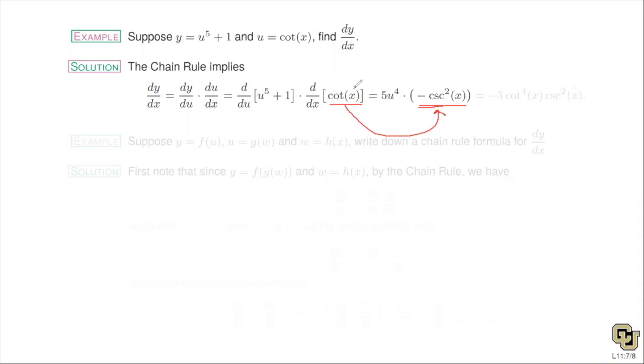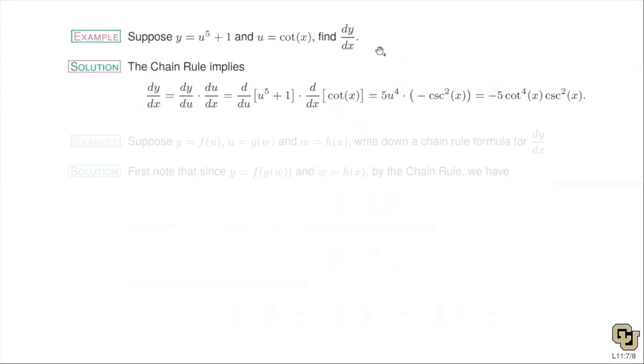So as far as the derivative is concerned, we're done. The only final step here is, because we were asked to find dy/dx, and this notation implies x is the independent variable, I want an answer that's totally in terms of x. So this variable u here, I'm going to replace it with cotangent of x because we're given u equals cotangent of x. So my final answer looks like this.